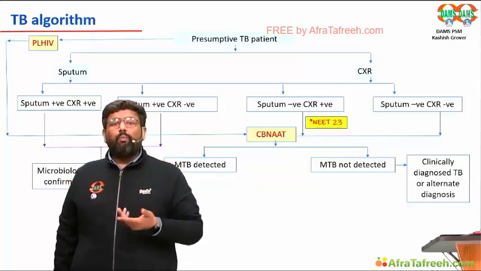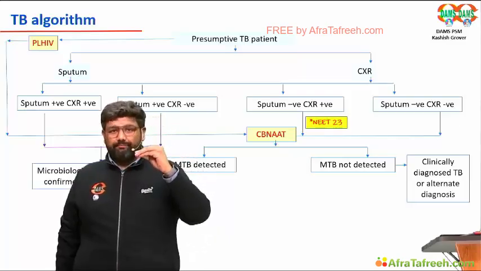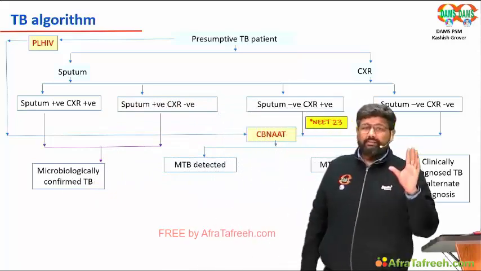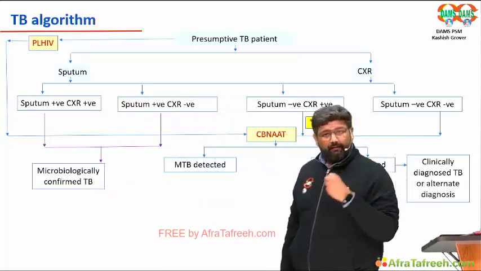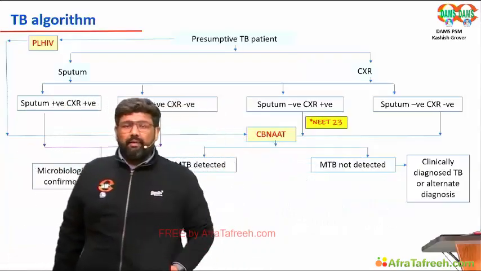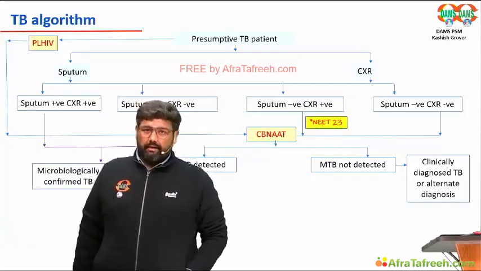And what happened after 1 month? The lymph node started regressing. All I want to say is, if you are sure, you can start ATT. If you are not getting any evidence, in that case we say this is a clinically diagnosed TB. Or you have another option: you make any other alternate diagnosis.